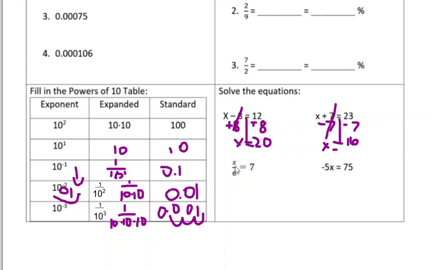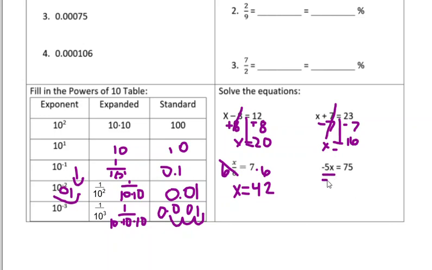All right, your next problem, x divided by 6 equals 7. To both sides, we're going to multiply by 6. This would cancel out, and we're left with x equals 42. The reason we're multiplying is because x and 6 were dividing. Multiplying is the opposite of dividing.